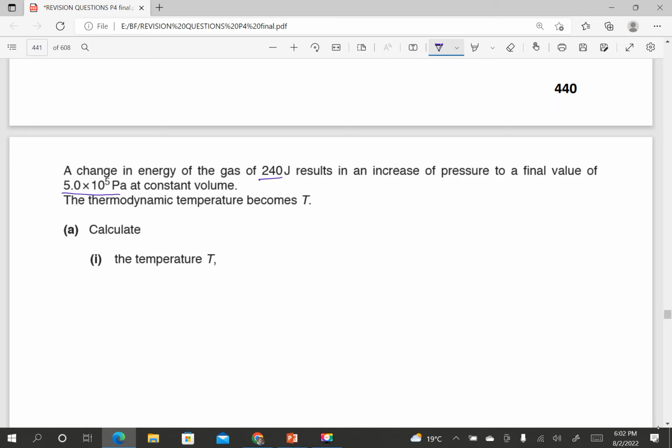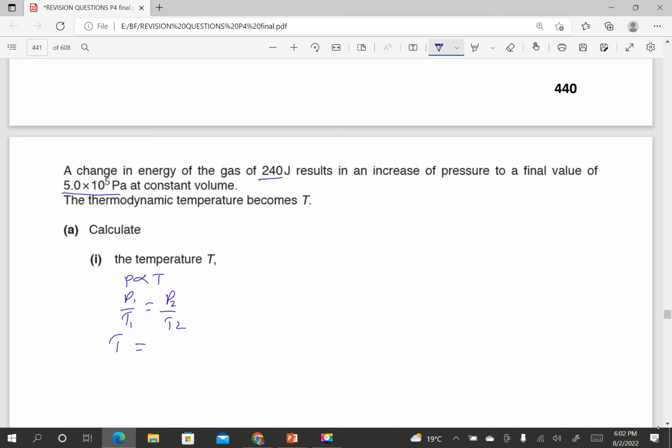So that one, since the volume is constant, we shall simply say that the pressure is directly proportional to temperature. So P1 over T1 is equal to P2 over T2. So we want to find T. T2 is T actually. So this will be P1, the first pressure, which is 5.